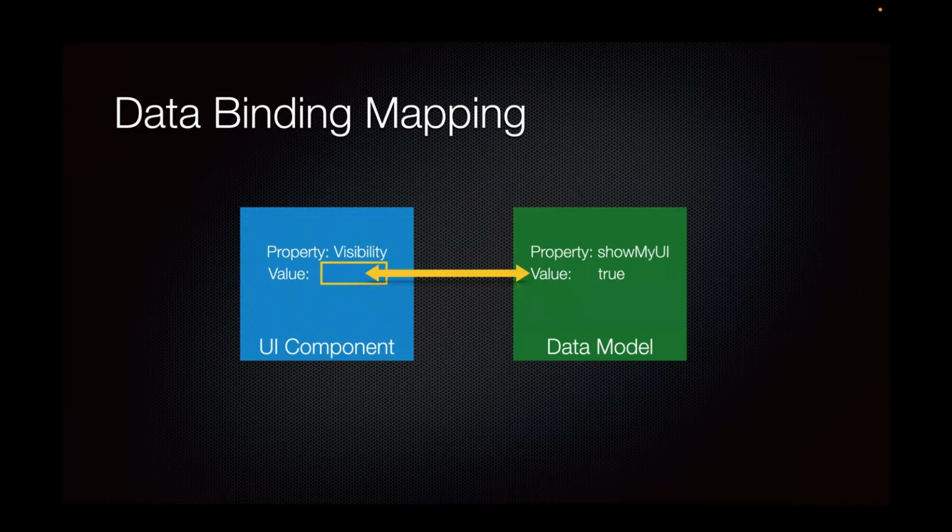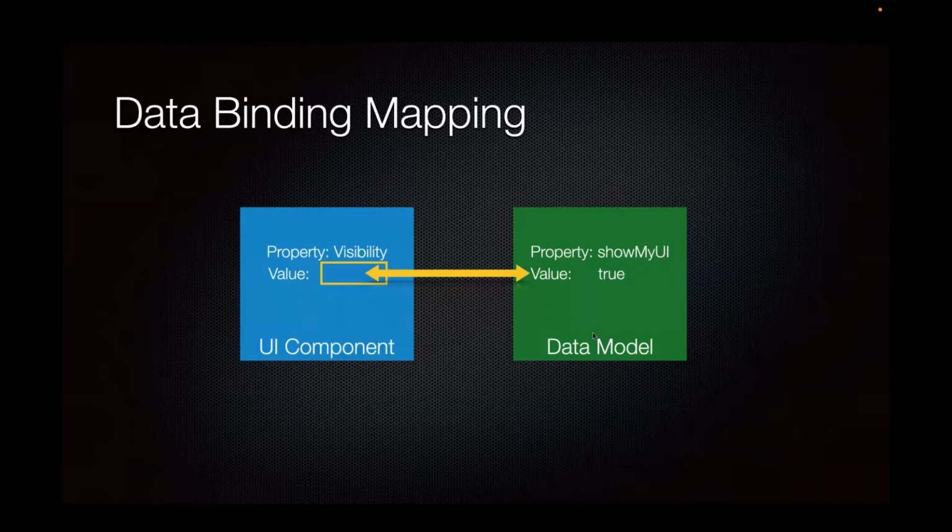And in order to provide that dynamics, where sometimes the component is visible and sometimes it is not visible, you implement it by establishing a mapping of that UI component's visibility property to a data model. What you do is you say that the value on the UI component side for the visibility property is bound to some other property in the data model. And then here's our data model, and let's say that this property is called show my UI.